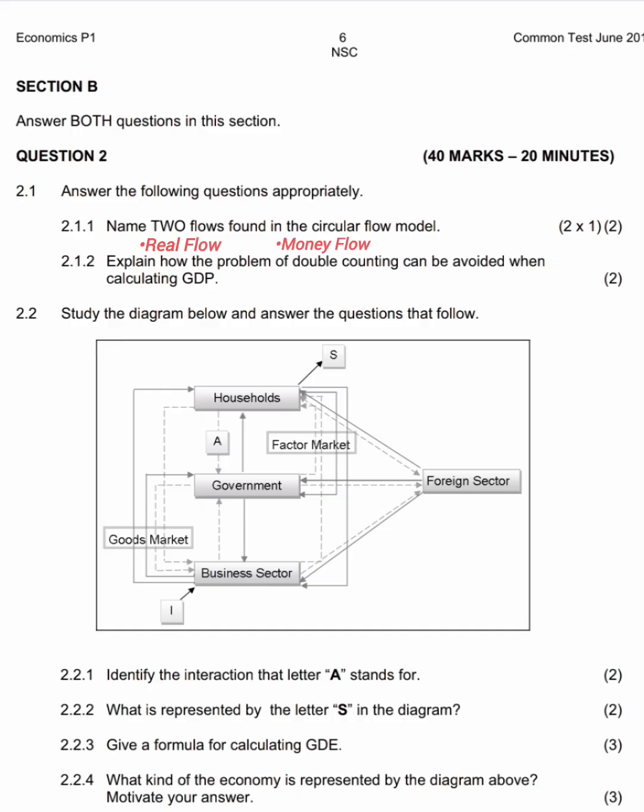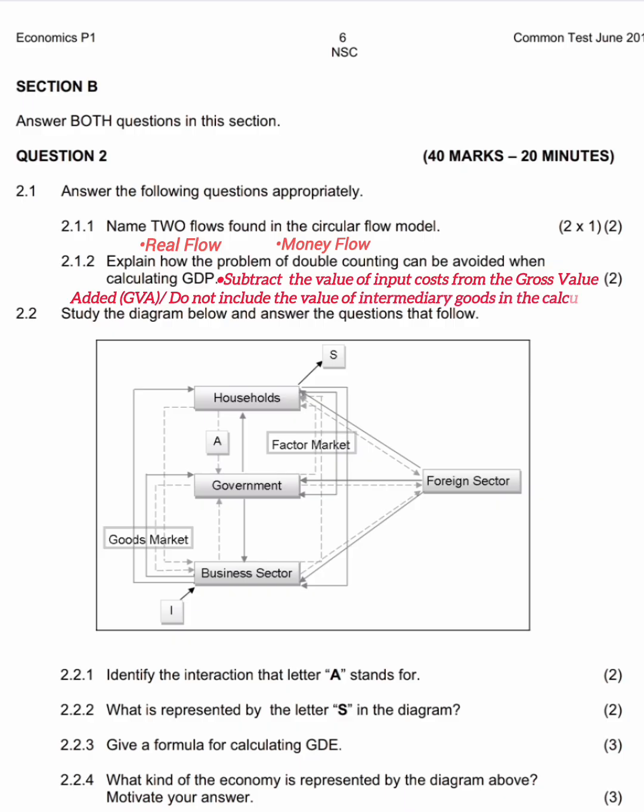2.1.2. Explain how the problem of double counting can be avoided when calculating GDP. So to avoid double counting, we're going to subtract the value of input costs from the gross value added, or do not include the value of intermediary goods in the calculations. And then we have our diagram on 2.2. Study the diagram below and answer the questions that follow.